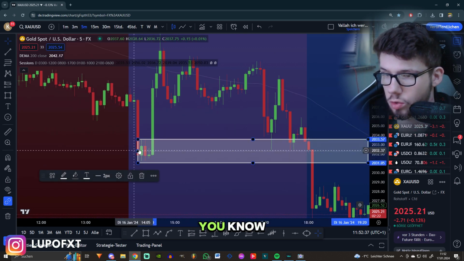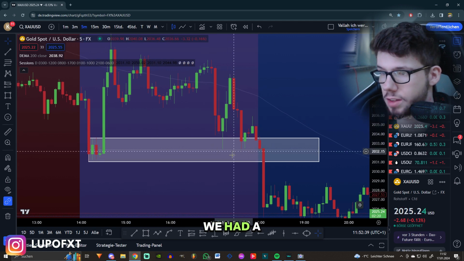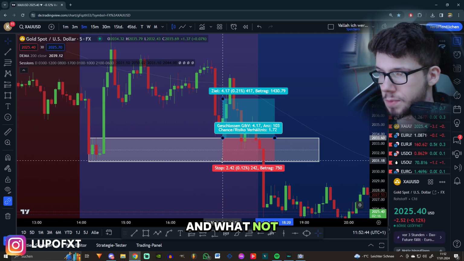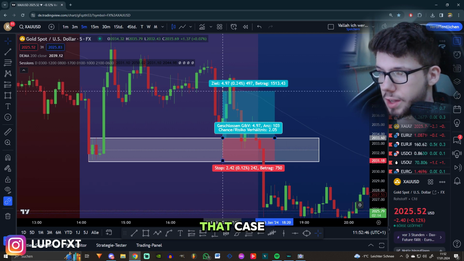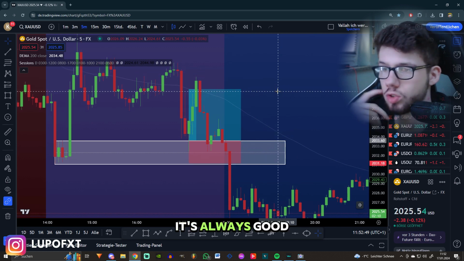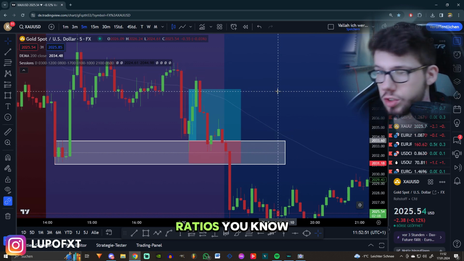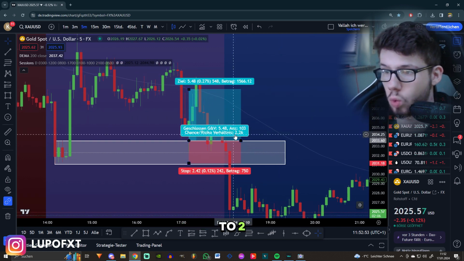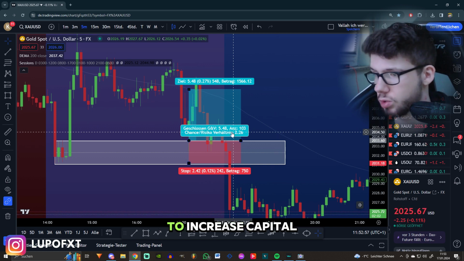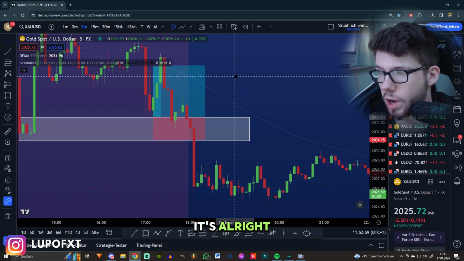And if we drag it all the way to the left, you can see we had a touch here, and we could have traded at least for a quick little 1-to-1, or even more, and we would have been good to go. But here you can also see why it's always good to not go for the craziest risk to reward ratios. A 1-to-2, 1-to-1, whatever is good enough. It is just what we need to pass challenges, to increase capital. It's all right and perfect.